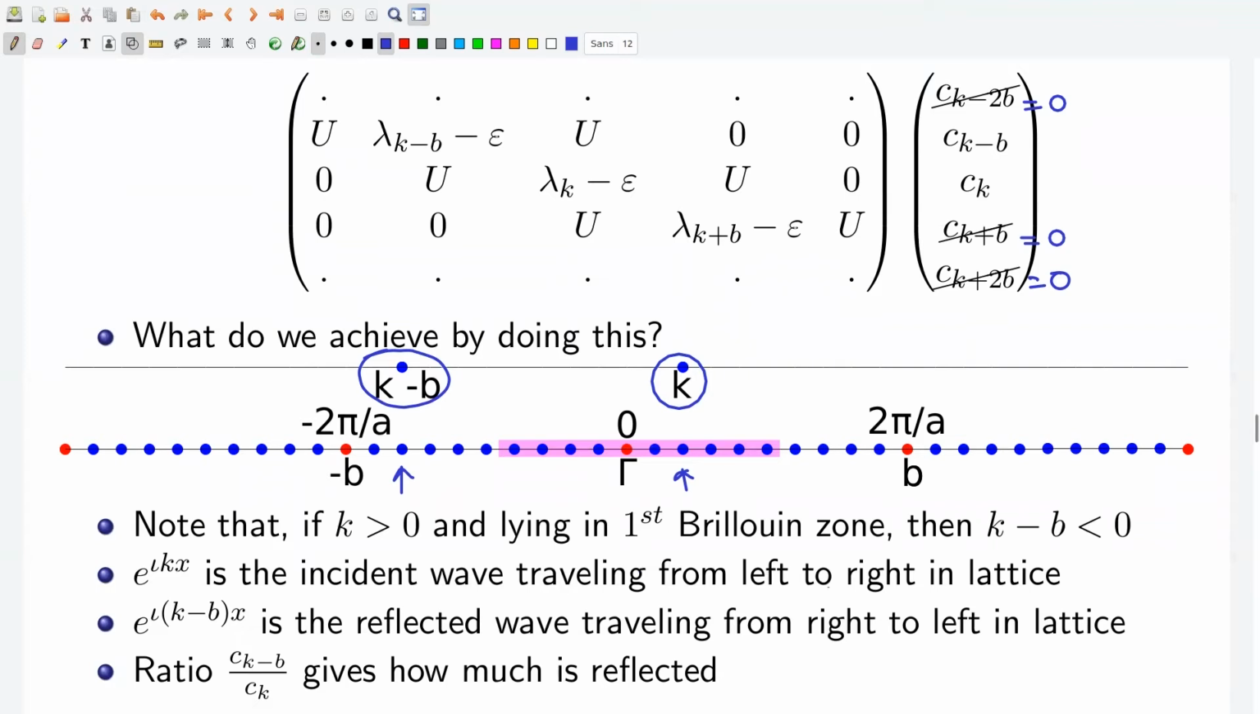Thus, e^(ikx) is the incident wave traveling from the left to the right in the lattice. Since k minus b is less than 0, e^(i(k minus b)x) is the reflected wave traveling from the right to the left in the lattice. If we calculate the ratio of the coefficients c(k minus b) divided by c(k), that will tell us how much is reflected due to the periodic potential.